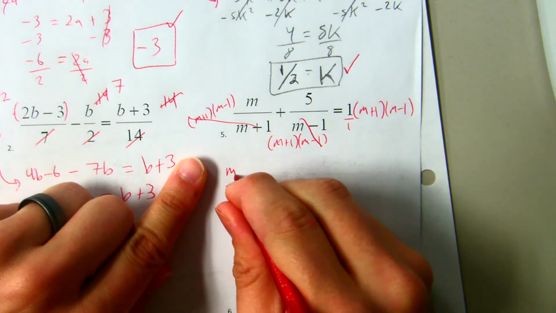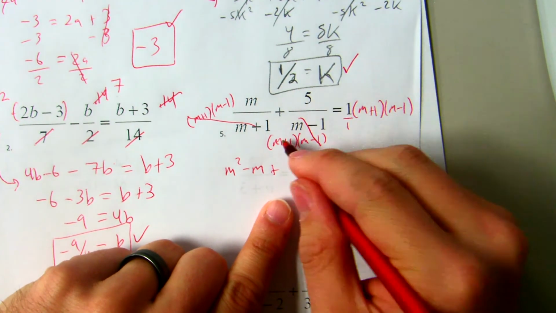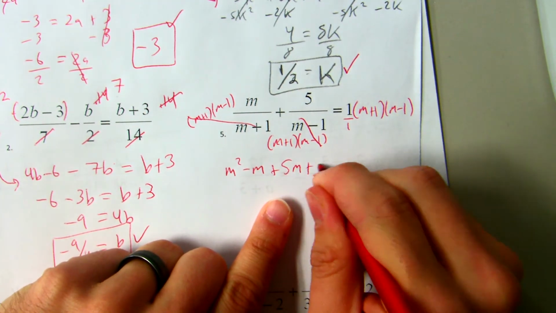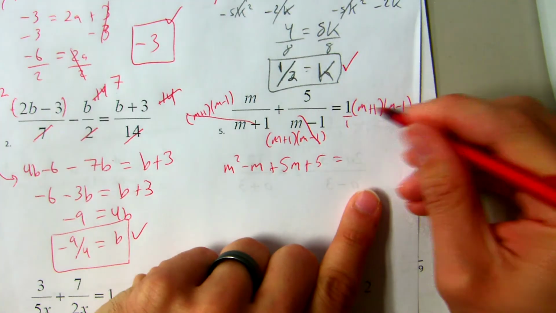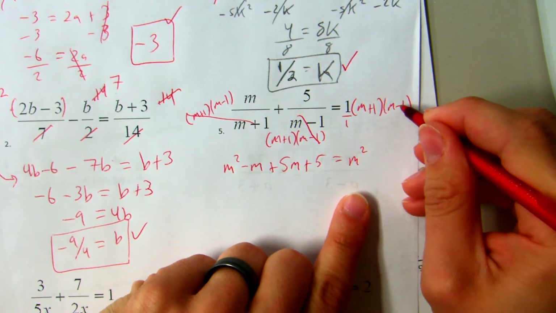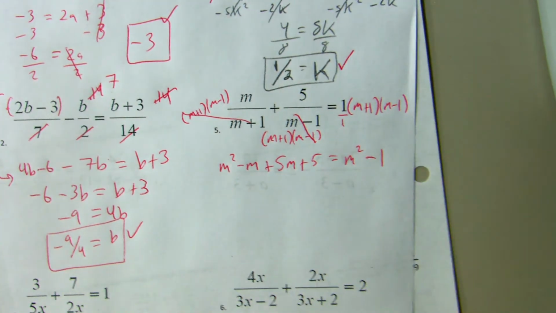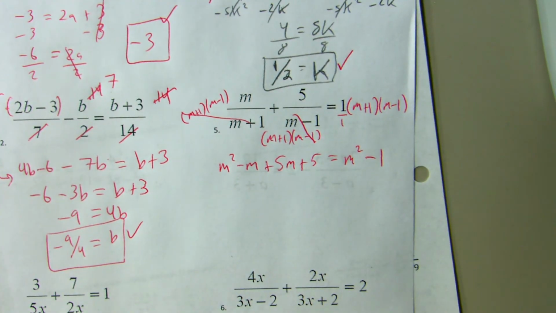Okay, so if you did that correctly, I want you to see, did you get m squared minus m plus 5 times this, which would be 5m plus 5 equals, and then if you multiply this stuff together, m squared, those are conjugates, so the outer and inners are going to cancel anyway, so I'm going to skip that part.